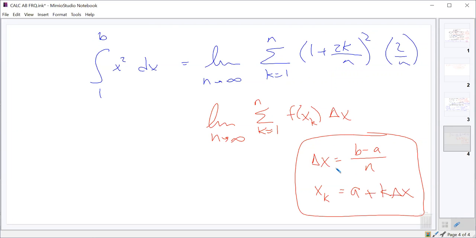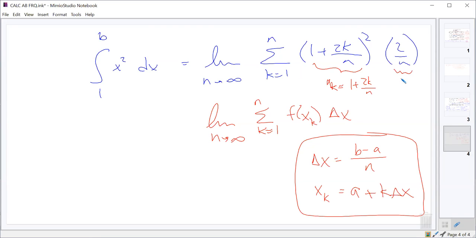So we can see that what we've got here is something inside of here squared. Well, that's our f of x, right, is x squared. So our x sub k needs to equal 1 plus 2k over n, which seems to make sense because that's what our a should be. Right? A should be 1 plus 2k over n.